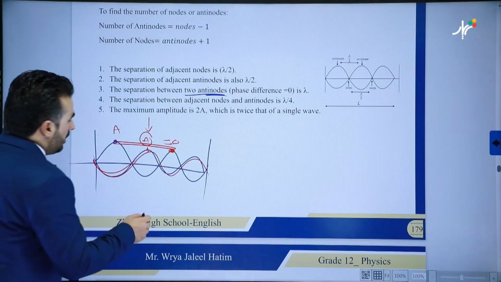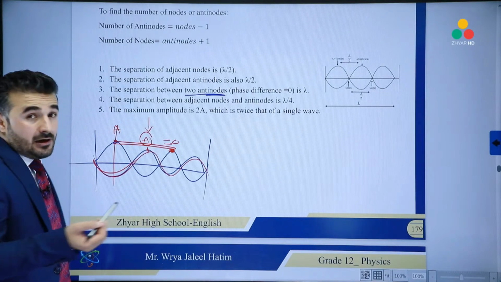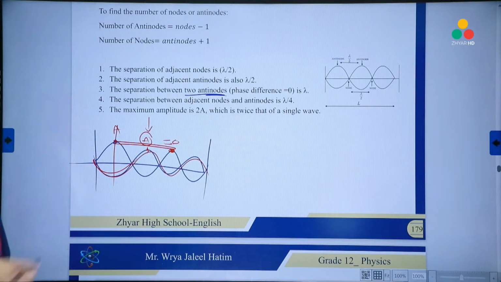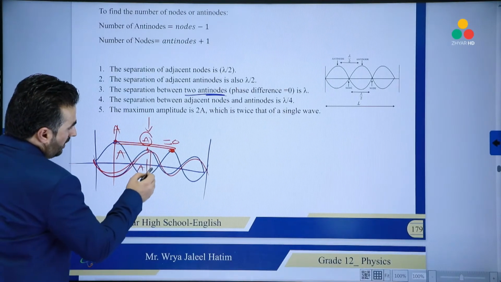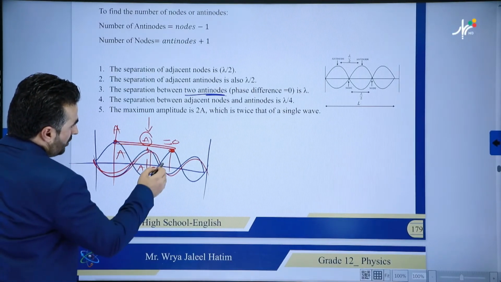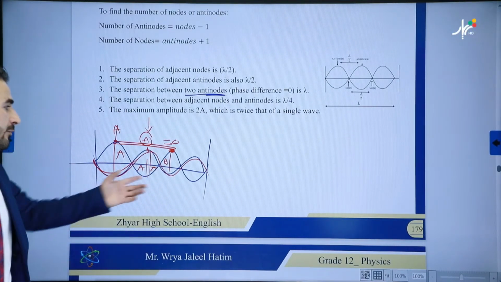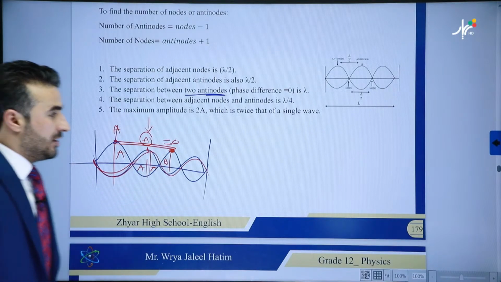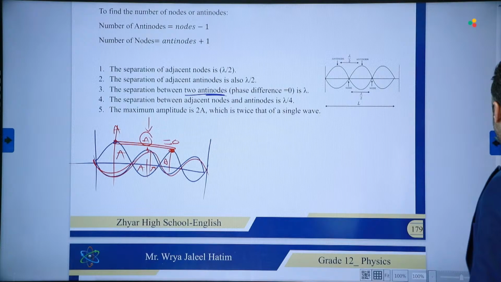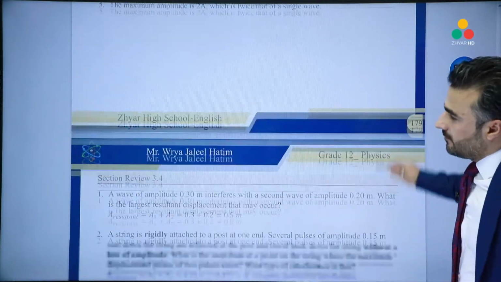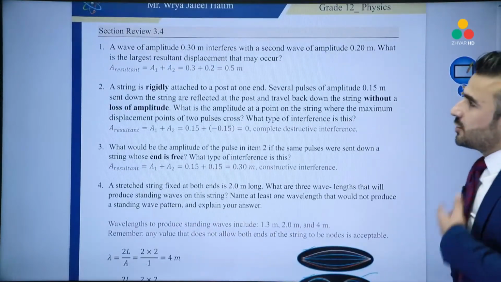So you can count the number of amplitudes. We said 4 amplitudes make one complete wavelength, yeah? So this is one amplitude, this is 2, and this is 3, and of course this is 4. So 4 amplitudes together make one wavelength. Okay. Now moving on. All right, now section review, yes?